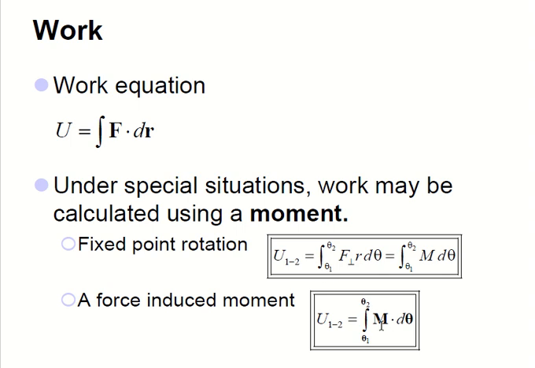Here is what we have just calculated in the spool example. Your fixed point rotation is going to go from point 1 to 2, and your work is done from point 1 to 2. We are going to use moment instead of the force. So we're going to get theta 1 to theta 2 representing how work has been done, and we're going to use a moment M differentiating against your theta angle. The force-induced moment is going to look like this. So you have work done 1 to 2, theta 1 to theta 2, and we will use the moment and differentiate it against that angle theta.